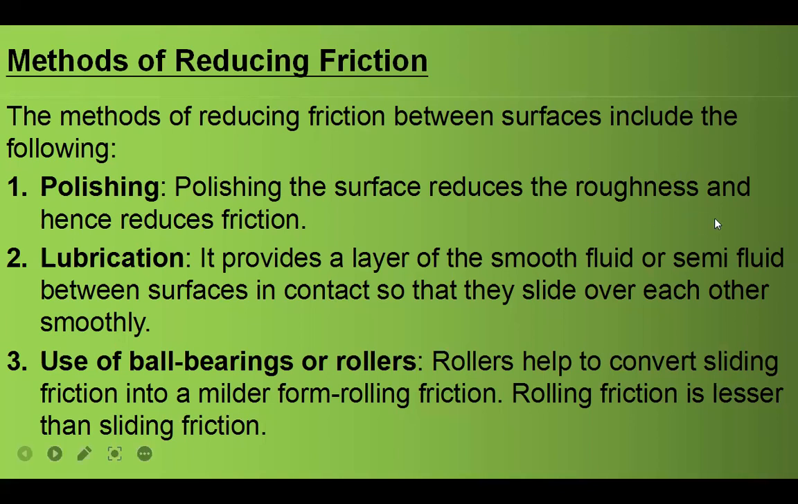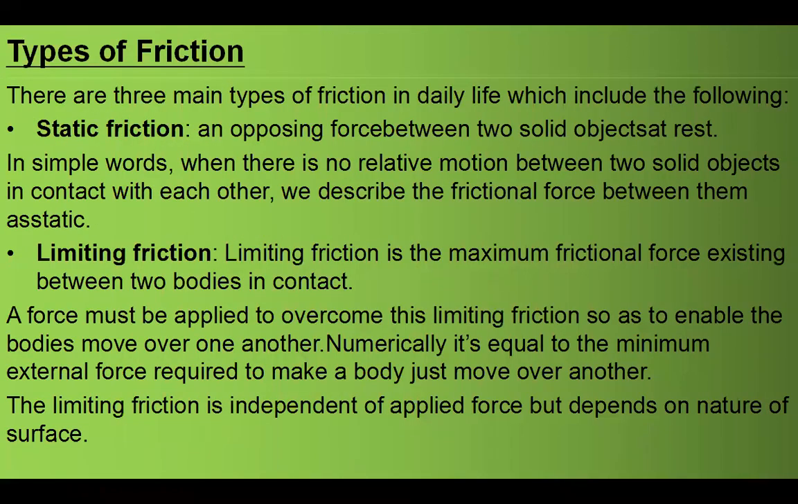Moving on, let's talk about the types of friction. There are three main types of friction in daily life, which include the following. The first one is static friction. Static friction is an opposing force between two solid objects that are at rest. In simple words, when there is no relative motion between two solid objects in contact with each other, we describe the friction force between them as static friction. So that's all about static friction, the friction of bodies in contact at rest.